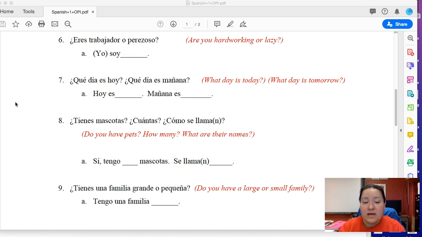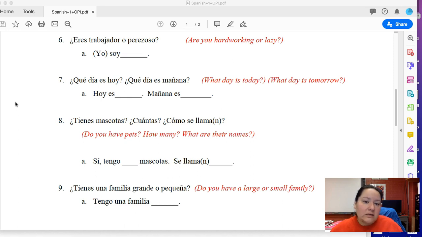Now, moving on to number nine. ¿Tienes una familia grande o pequeña? Do you have a large or small family? Now, this question is relative because what's a large family to some people may not be a large family to others, and what's a small family to some people may not be a small family to others. So this is really up to you. I'm not going to know any different, okay? You just need to be able to describe, is your family large or small.